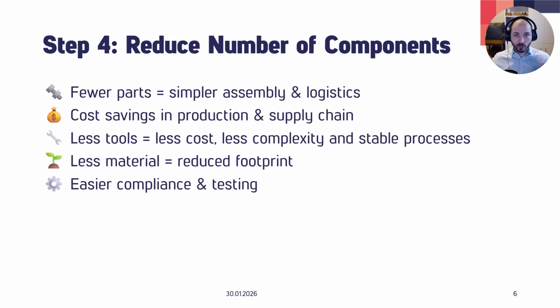Then you should reduce the component count. So reduce the number of components, make fewer parts. That makes it easier in assembly and logistics. It saves costs in production and supply chain. And it also means that if you have plastic parts, you need less tooling. An injection molding tool is very costly. So if you go from 12 components to 8 components, you save 4 injection molding tools. That's 200,000 euros right there. So that reduces cost, it reduces complexity, and it leads to stable processes and easier compliance and testing. And of course, it reduces the footprint.